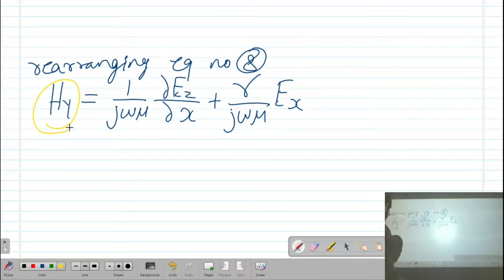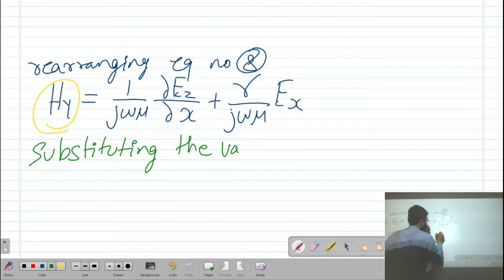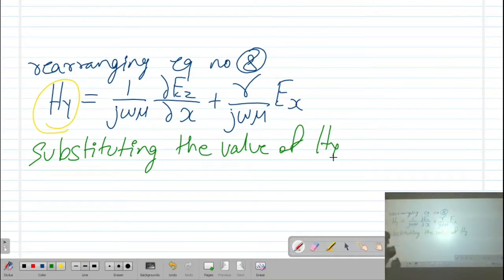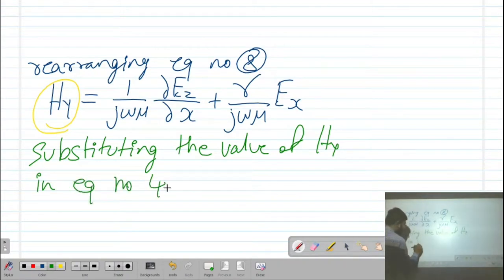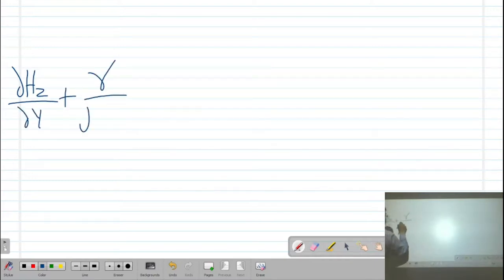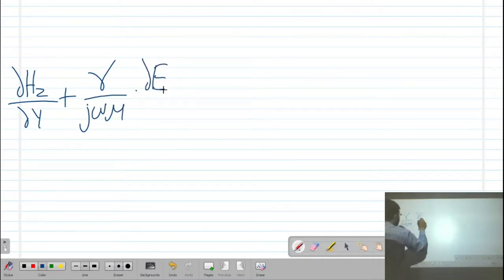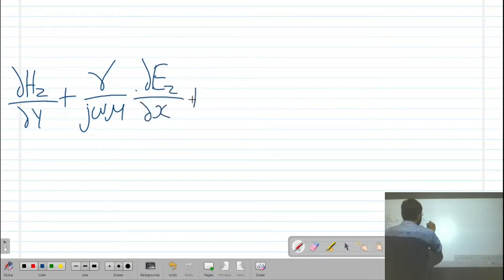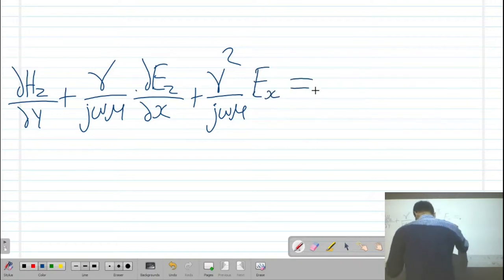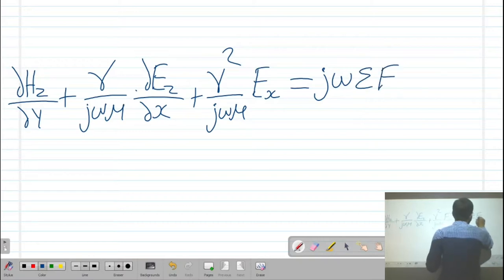Now substituting the value of H of y in equation number 4, we will get the equation as del H of z by del y plus gamma by j omega mu dot del E of z by del x plus gamma square divided by j omega mu E of x is equal to j omega epsilon E of x.